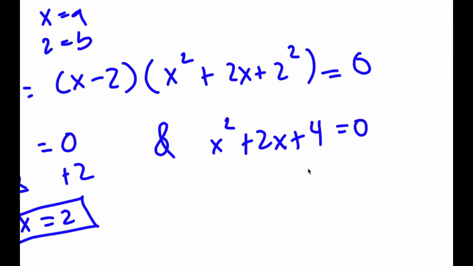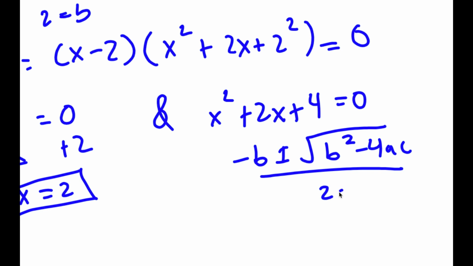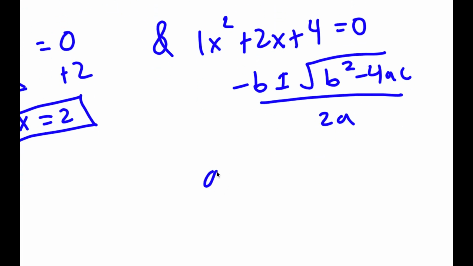So we have x squared plus 2x plus 4. And to solve this, I'm not going to factor, I'm going to use the quadratic formula to find the solution to this equation. So the quadratic formula is negative b plus or minus the square root of b squared minus 4ac divided by 2a. Now, the coefficient for x squared is 1, the coefficient in front of x is 2, and we have 4. So a is equal to 1, b is equal to 2, and c is equal to 4.